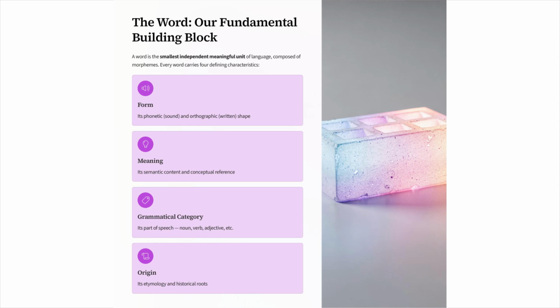The third is grammatical category, which tells us whether the word is a noun, verb, adjective, adverb, and so on. The fourth is origin, which relates to its etymology and historical development. If we take any common word, we can analyze it through these four aspects. This is why the word is considered the fundamental building block of language. It is small, but it contains a surprising amount of information.